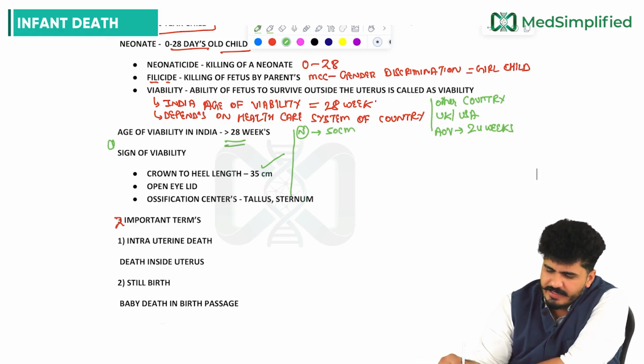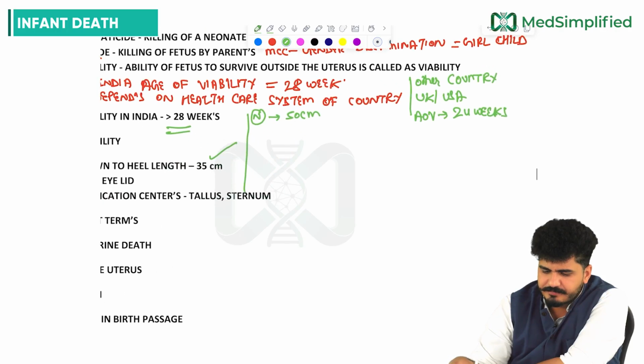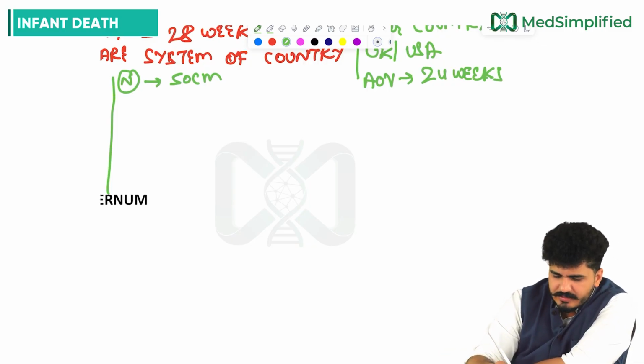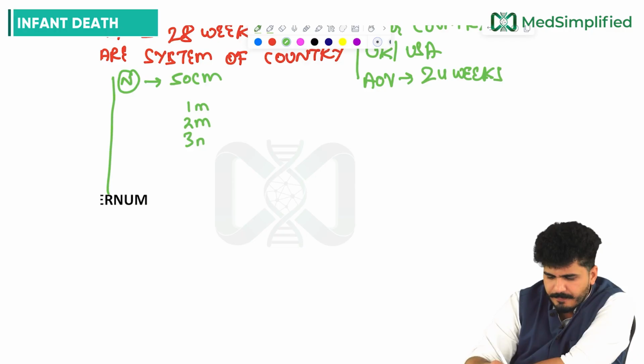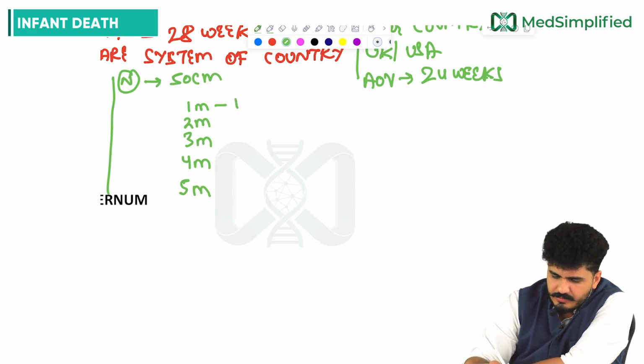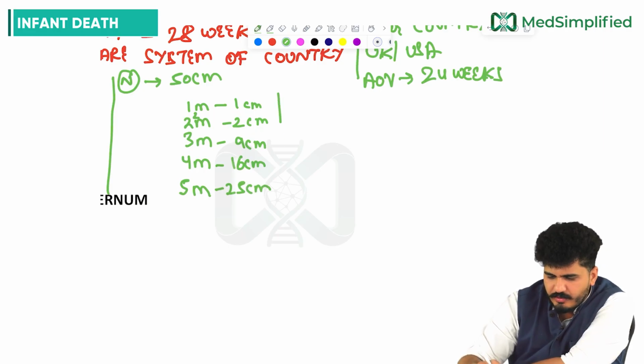So how do we calculate the intrauterine heights? There were two rules we followed yesterday. At 1 month, 2 months, 3 months, 4 months, 5 months, this is called the rule of Haase. It is the square of the month: 1 one is 1, 2 twos are 4, 3 threes are 9 centimeters, 4 fours are 16 centimeters, 5 fives are 25 centimeters. This is the rule of Haase.